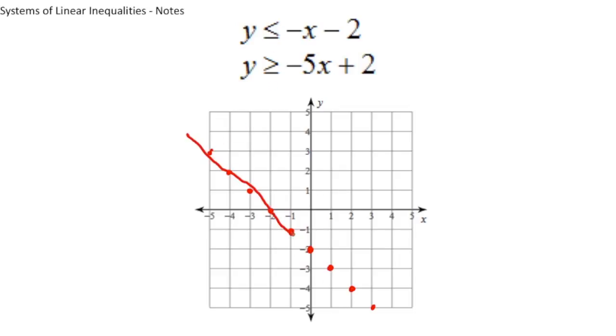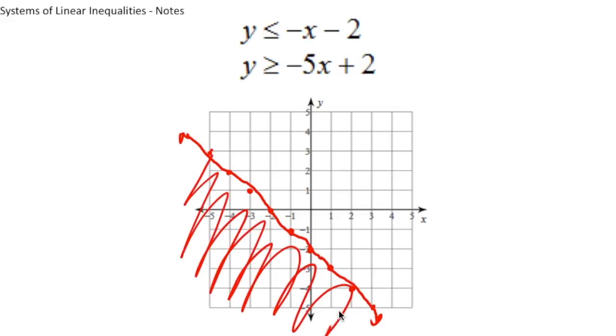All right. And because it's less than or equal to, we're going to make a nice solid line going through the graph. Like this. All right. And y is less than or equal to negative x minus 2. So less than means down, right? So we're going to shade this entire region in red.